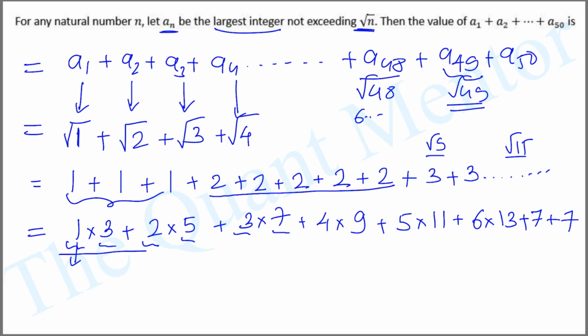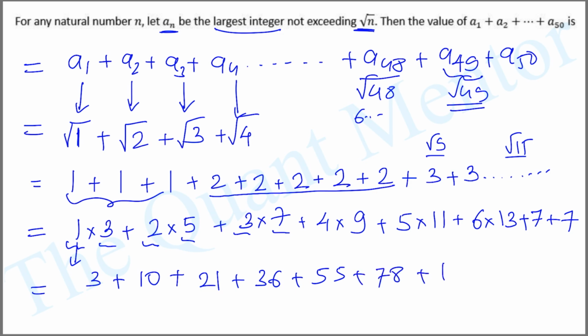So as my answer, I'm supposed to add all these terms. So 1 into 3, I'm going to get 3, plus 2 5s are 10, plus 3 7s are 21, plus 4 9s are 36, plus 5 11s are 55, plus 6 13s are 78, and 7 plus 7 is 14. I add all these numbers to get my answer. 3 and 10 is 13, and 21 is 34, and 36 is 70, and 55 is 125. 125 and 78 will be 203, and 14 will be 217. That's the final correct answer to my question, 217.